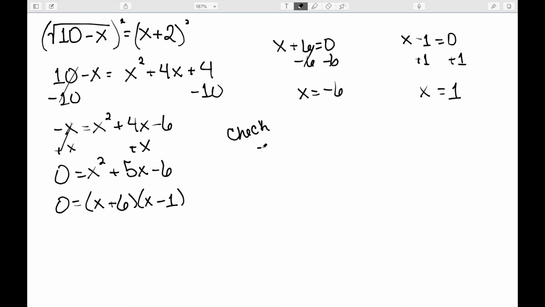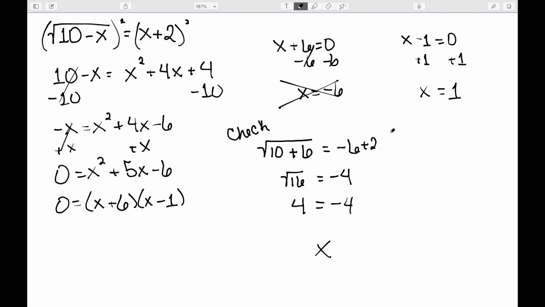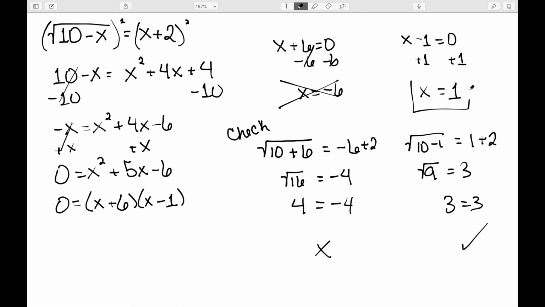So let's check our solutions here. The square root of 10 minus negative 6 should be equal to negative 6 plus 2. 10 plus 6 is 16. Negative 6 plus 2 is negative 4. And this says 4 is equal to negative 4. So this is in fact not a solution. On the other side, the square root of 10 minus 1 is equal to 1 plus 2. 10 minus 1 is 9, 1 plus 2 is 3, so now this one says 3 is equal to 3, which is a solution. So this one only has one solution, which is x equal to 1.